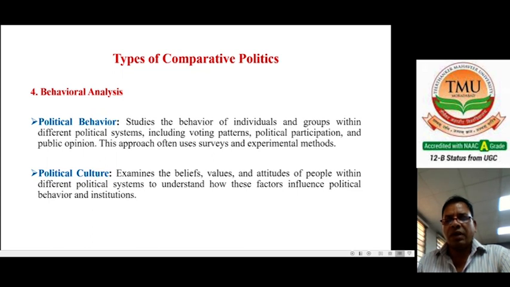Now we come to political culture. Political culture examines the beliefs, values, and attitudes of people within different political systems to understand how these factors influence political behavior and institutions. That means when we're talking about political culture, we examine beliefs, values, and attitudes within different political systems to understand how these factors influence political behavior and institutions. So this is the important type we call political culture.